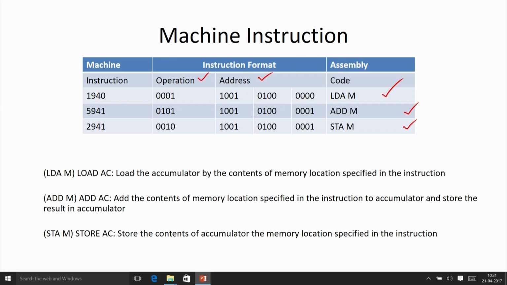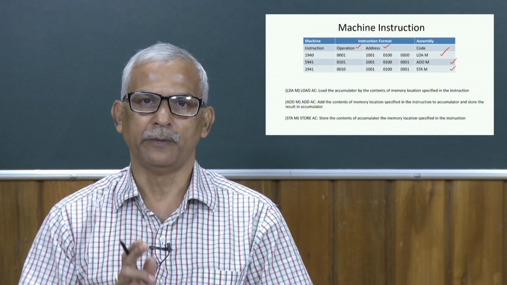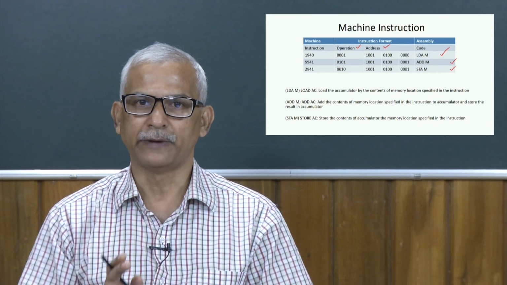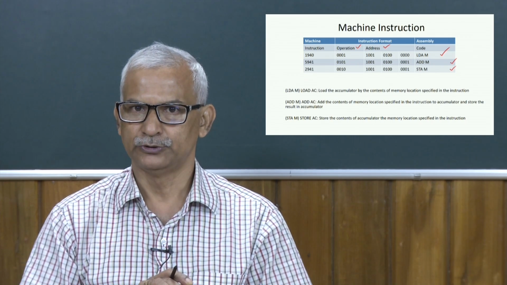One of the instructions is load M. What does it say? Load the contents from the memory location M and store the result in the accumulator. So, it is loading some value into the accumulator. The second one is add M. What does it do basically? Take the information from memory location M, add it to the contents of the accumulator, and store the result back into the accumulator. So, this is the effect.